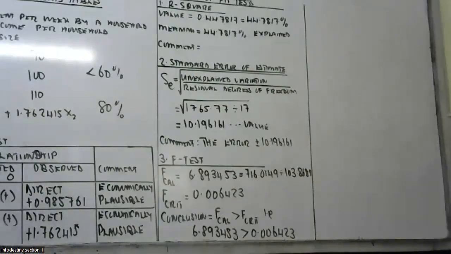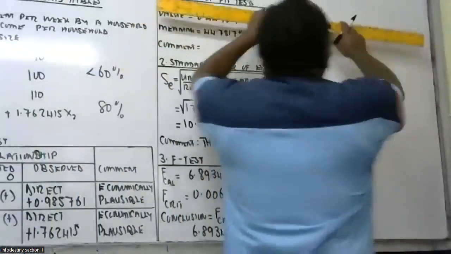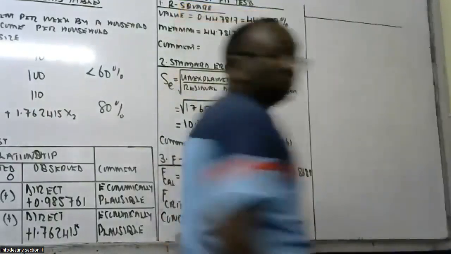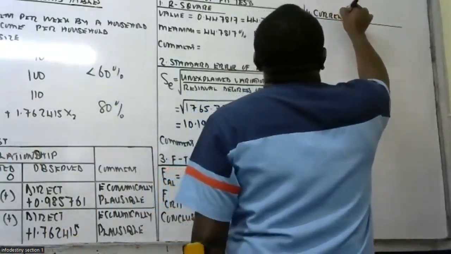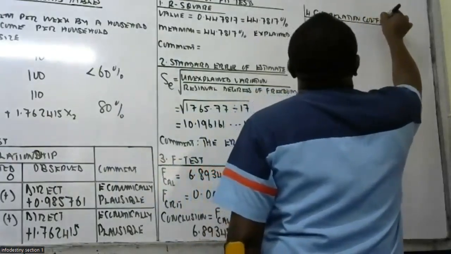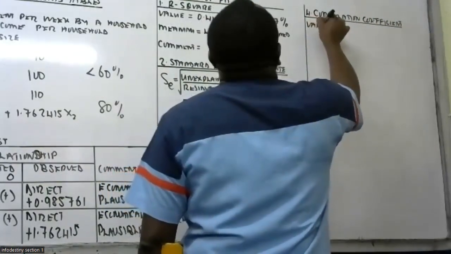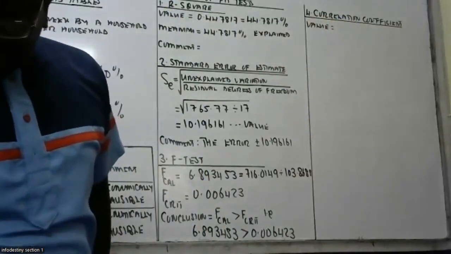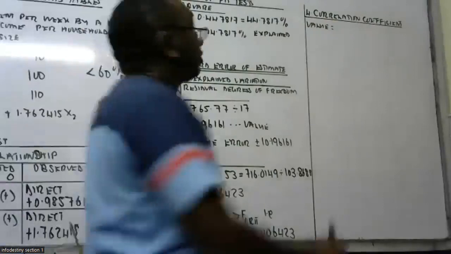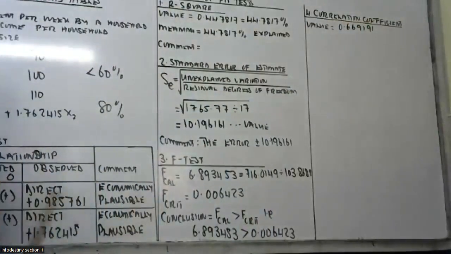The next one is number 4, called the correlation coefficient, R. That is the value we are already given in the table, the one going by multiple R, 0.669191.